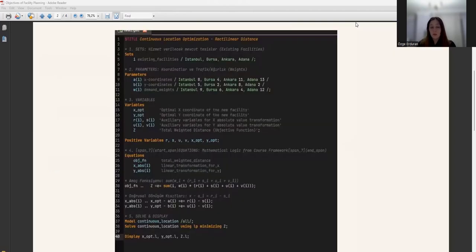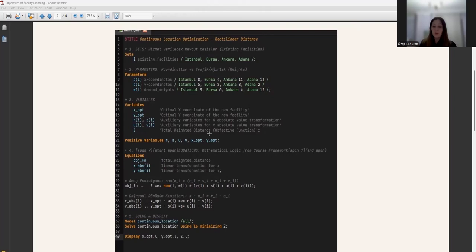The mathematical expression for the distance between a new facility X and an existing facility Pi is defined as the sum of the absolute differences of their coordinates. And as you can see, we have our sets, parameters, and variables, so we'll continue there.